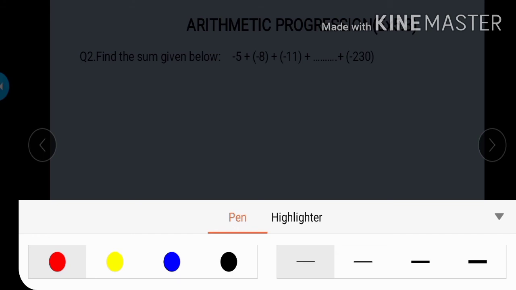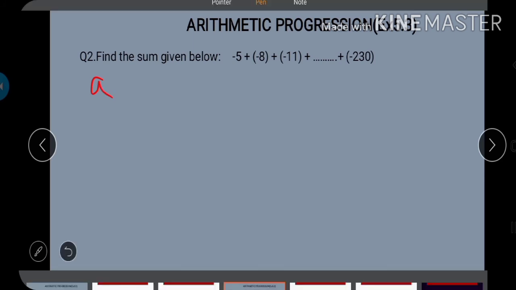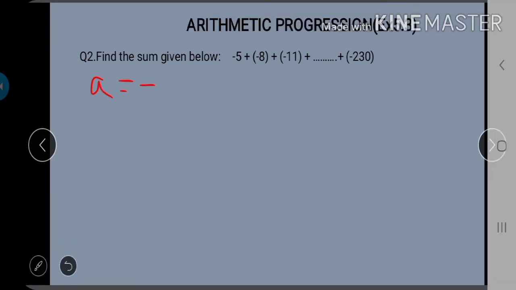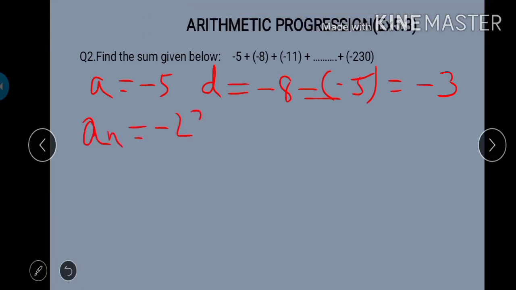In this question we have a is equal to minus 5, d is equal to minus 8 minus of minus 5, that is minus into minus will give plus. Therefore I have minus 8 plus 5, that is equal to minus 3, and an is given by minus 230.